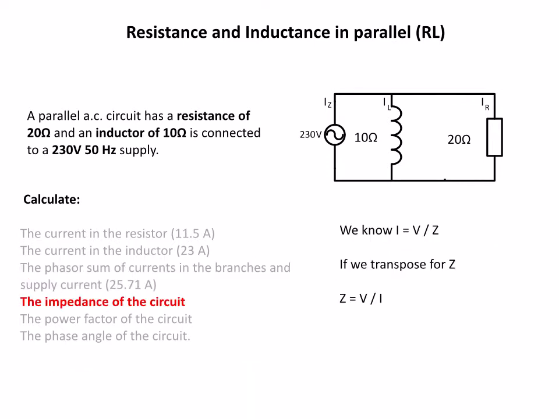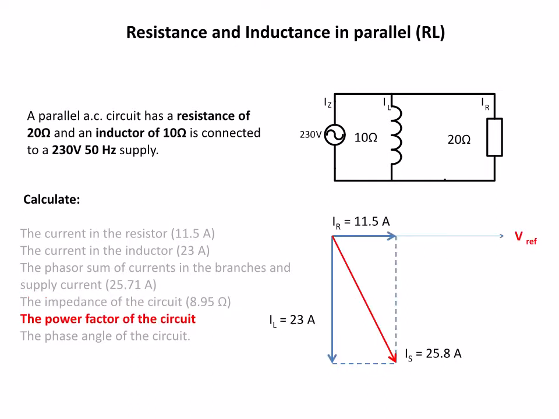To find the impedance of the circuit, we need to transpose our formula that I equals V over Z. That's our basic current formula in an AC circuit. So if we transpose for Z, Z is equal to V over I. So Z is equal to 230 divided by our current, which was 25.71 that we just found, and that gives us an impedance of 8.95 ohms. So that's the total opposition to current flow in that circuit.